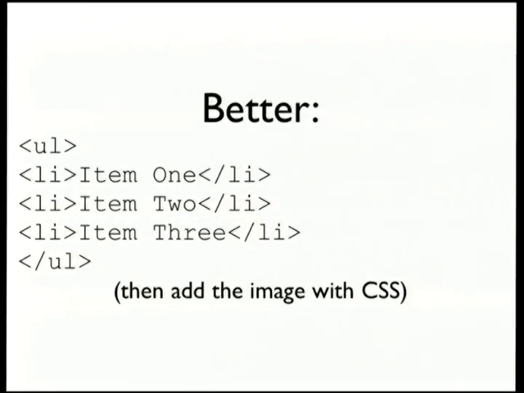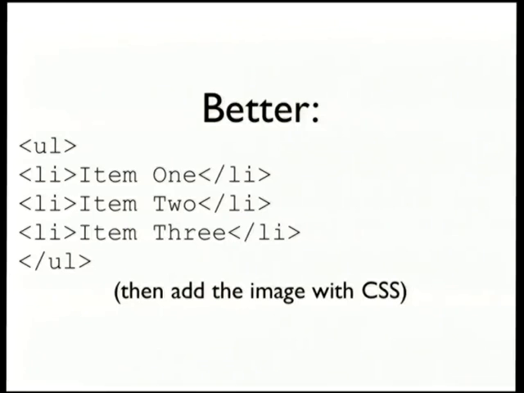So better: use the unordered list tag, put each link or item in a list item tag, and then in your CSS, make the list item tag have the image in it. And that will give you the exact same effect, but it will actually be accessible.